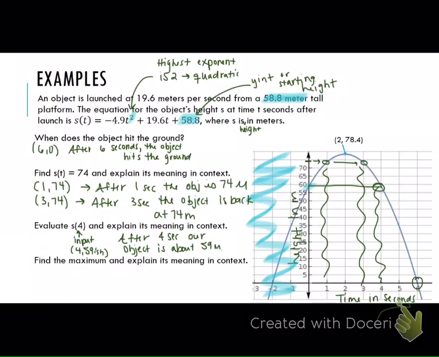Colin, what is my maximum point and what is its meaning in context? 2 and then the 78.4. And what does that mean in context? It means that the object was at 78.4 feet in 2 seconds. Meters?